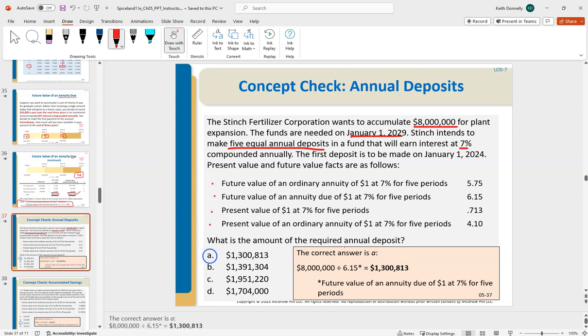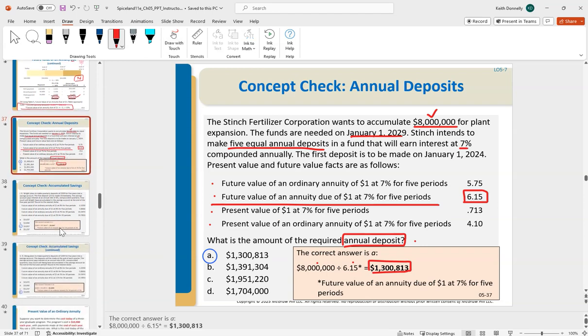So what they're asking for is, what is the required annual deposit? In other words, if you want 8 million in X amount of time, how much do you need to make for each deposit for the 5 years? So you'll take the 8 million, you'll then divide that by the 6.15, the future value of an annuity due of $1 at 7% for 5 periods. Looks like each payment you better be putting in 1.3 million for that. So you have to kind of go through here and figure out which one of these do I use, what's it asking for.